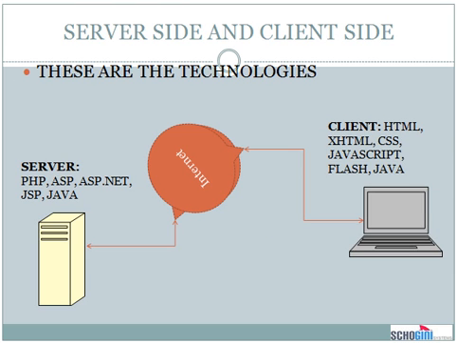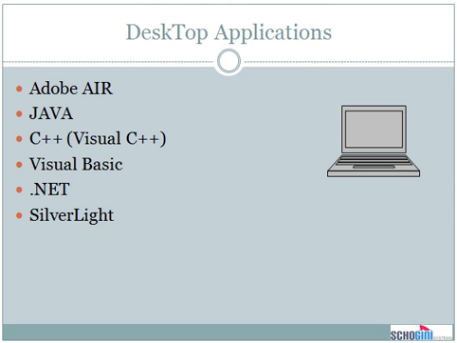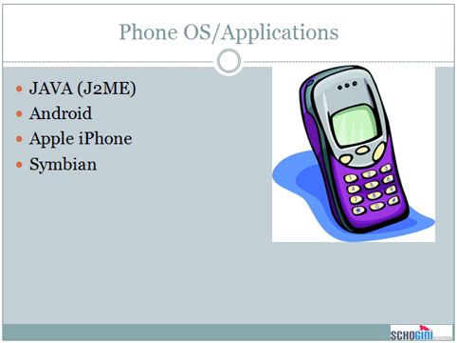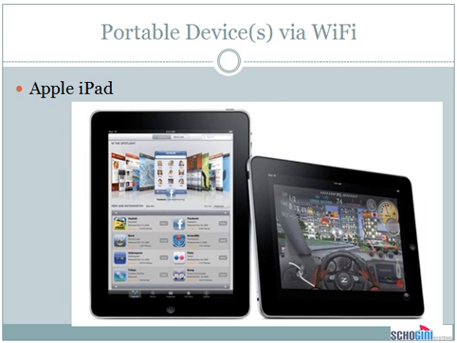These are the technologies. On the server side, we have PHP, ASP, ASP.NET, JSP, Java, and so on, and of course the MySQL server. And on the client side, we have XHTML, CSS, JavaScript, Flash, Java. And the desktop development tools include Adobe Air, Java, C++ using Visual C++, Visual Basic, .NET, Silverlight, and Java. And phone applications include Java-based J2ME applications, Android OS-based applications, Apple iPhone OS-based applications, and Nokia Symbian OS-based applications. And now we have the iPad.